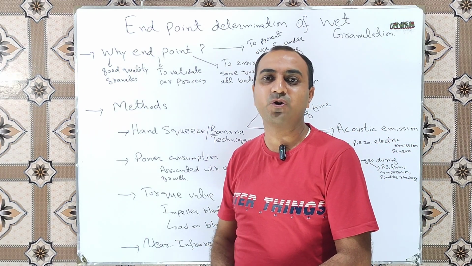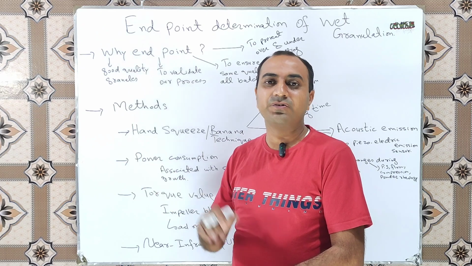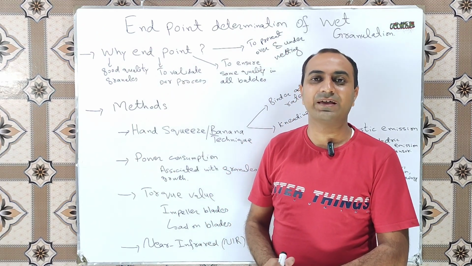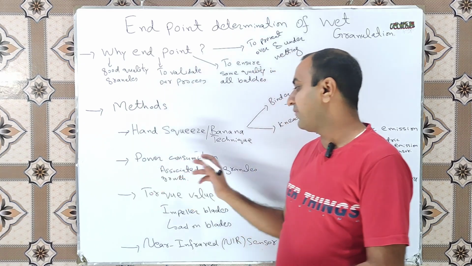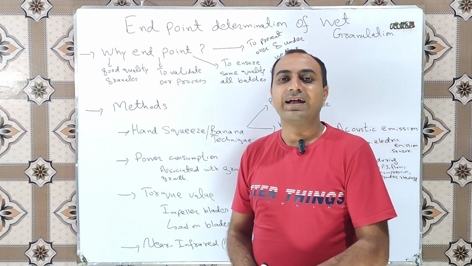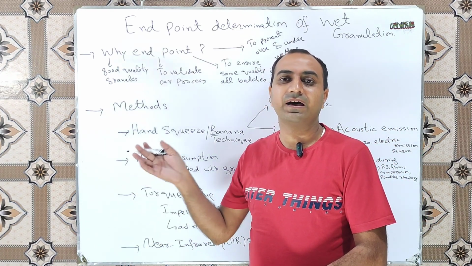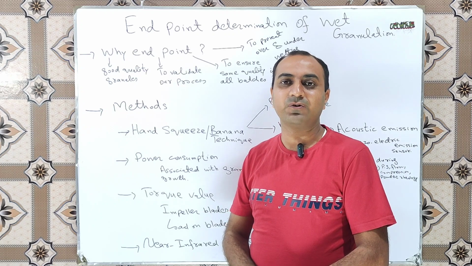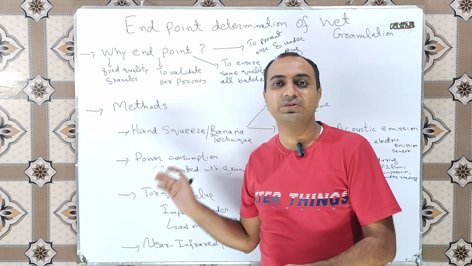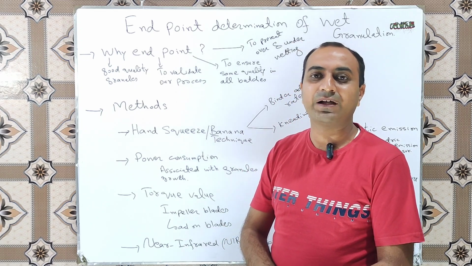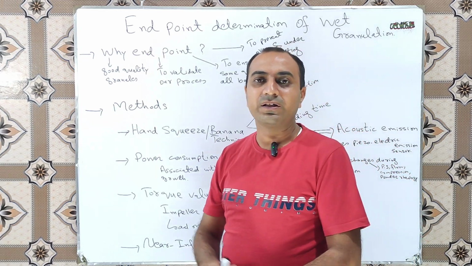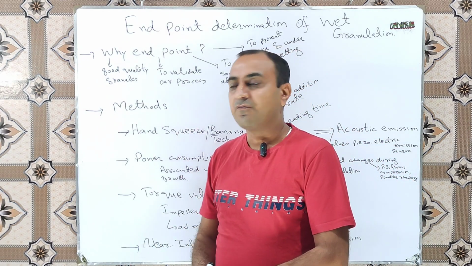And when we are assured that all the powder is converted into wet mass and the granules are of good quality, we note down the power value on the HMI, and then we validate our method against these power consumption values. And every time this power value is achieved, we are assured that our wet mass is of good quality and our granules are formed.